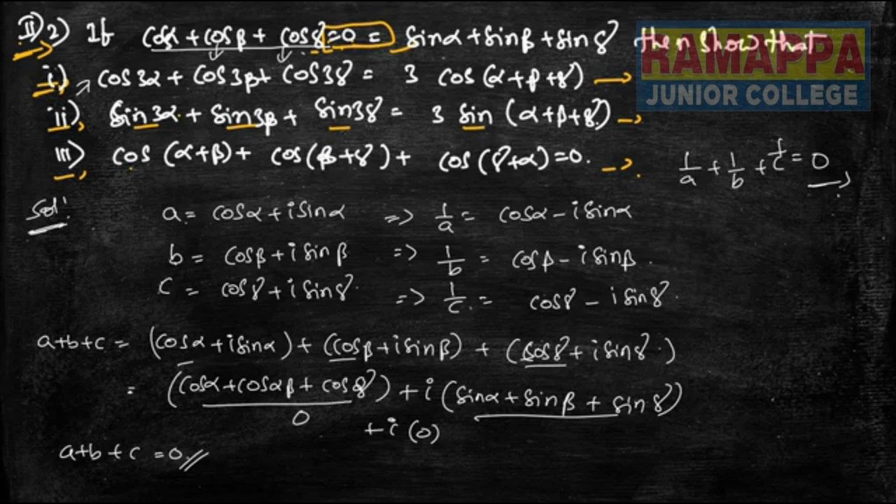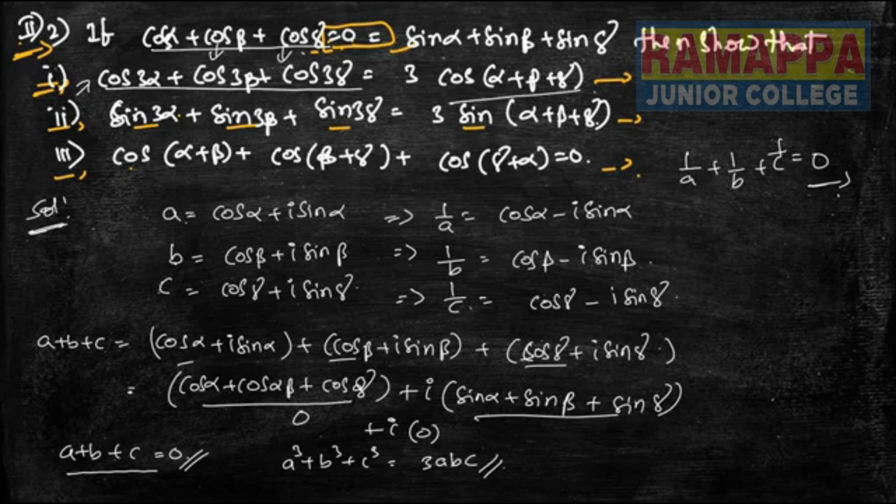Finding this problem. Okay, so in 10th class we got some formula here. When a plus b plus c is equal to 0, then what is the formula? a cube plus b cube plus c cube is equal to 3abc. So this formula we will use here to get this answer.